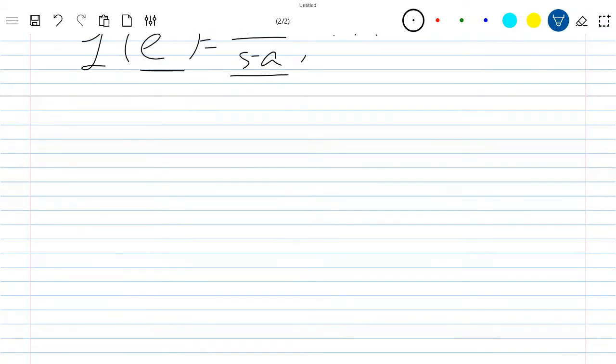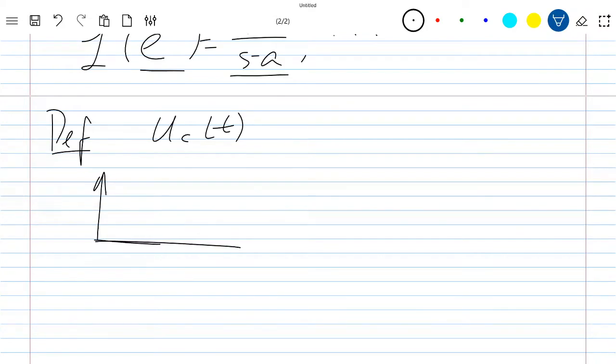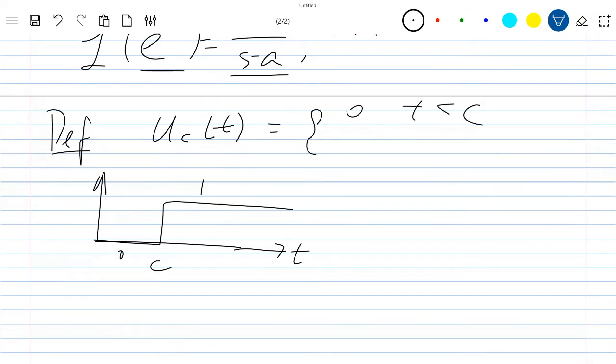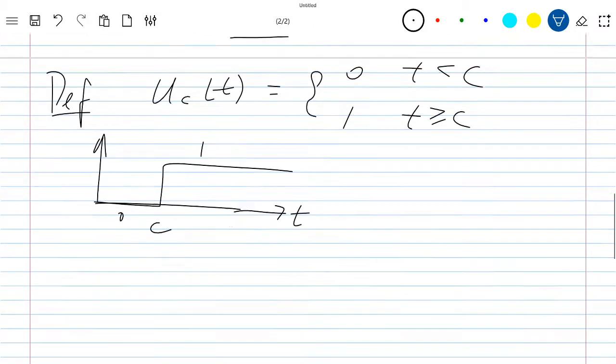Now let's define the step function. We call it u_c of t. It's just like our last function, but it's flipped. This is 0, that is 1, and this is c, a positive number. So this function has 0 value below. This means it's 0 for t less than c, and 1 for t greater than or equal to c. Okay, that's called a step function.